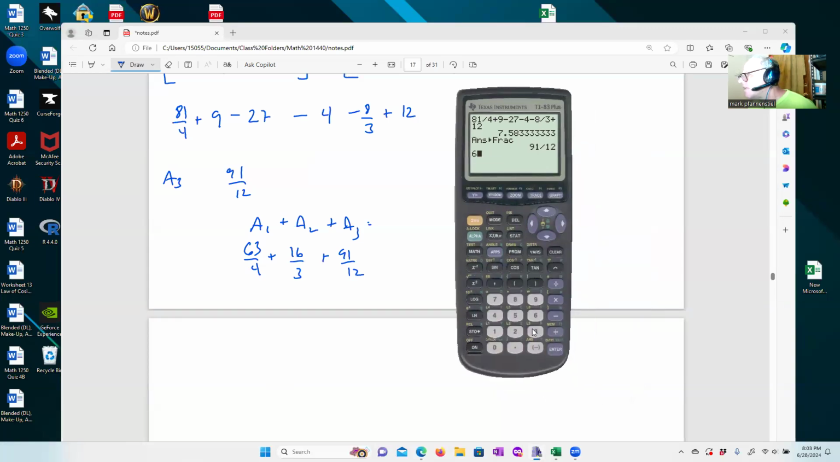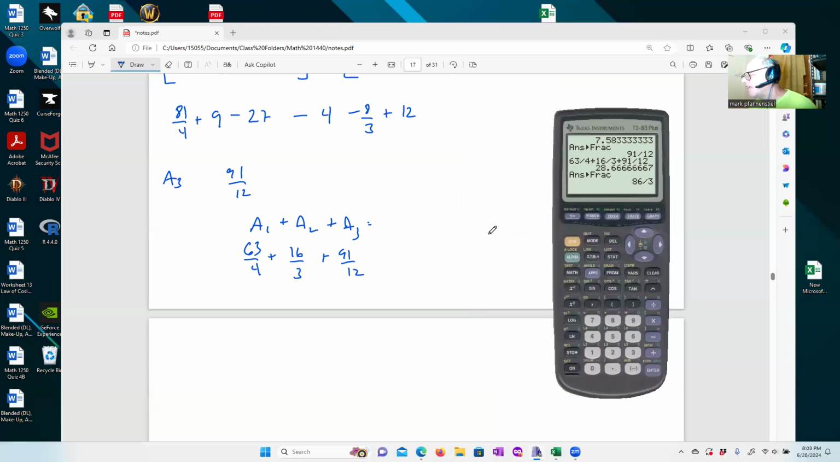So we have 63 over 4, okay, plus 16 over 3, okay, plus, what was this? This was 91 over 12. We'll say equals. Again, I'm going to change this to a fraction just because I think that's a little bit easier to look at. But you are more than welcome. I would say go to at least 3 decimal places, but you're more than welcome to use decimals. This is 86 over 3.